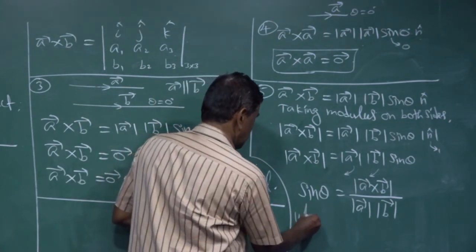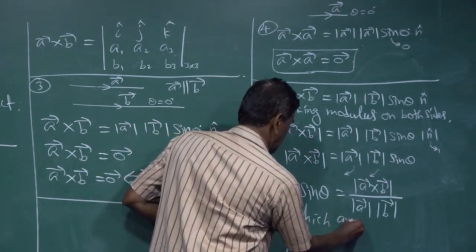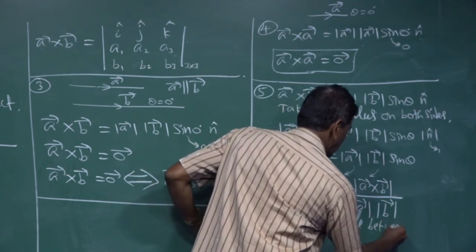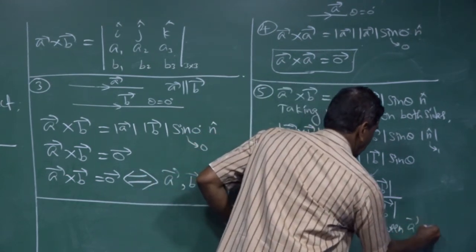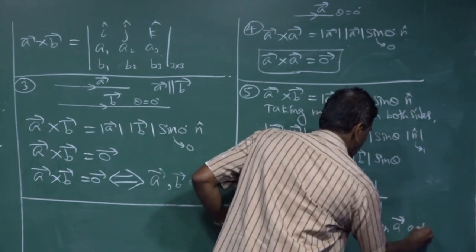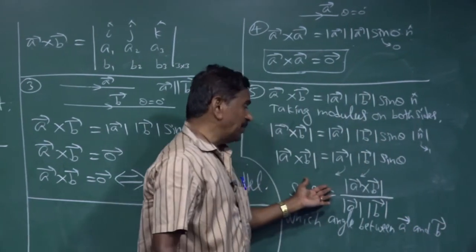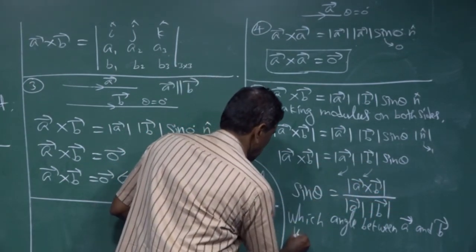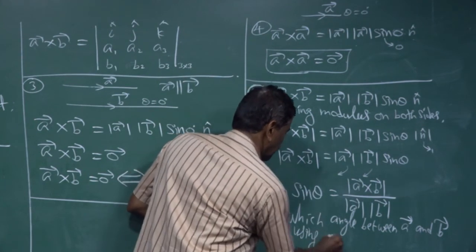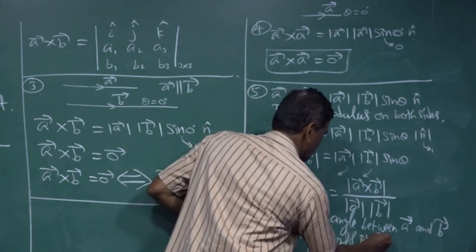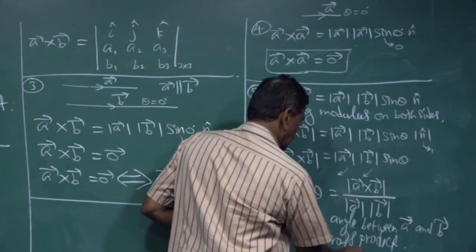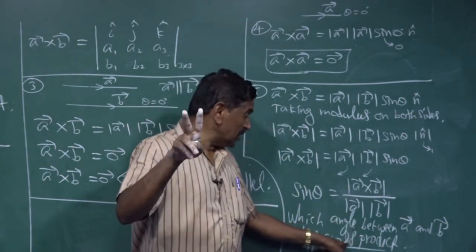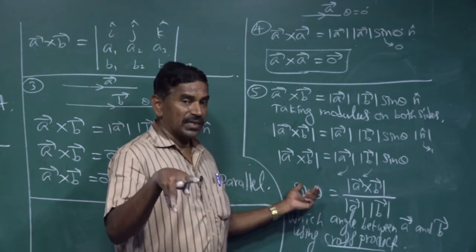Which is the angle between A vector and B vector using cross product? That is very important. Listen: finding the angle between two vectors using cross product means I want to use the sine ratio.